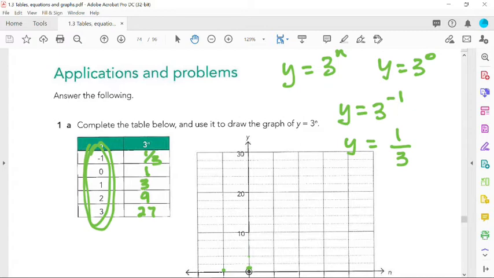Really hard to do with these. That's a terrible scale. But I knew it was going to go through 0, 1. Can anybody tell me why I knew it was going through 0, 1? Because it said 0. Before I even filled that out, I knew it was going through 0, 1.